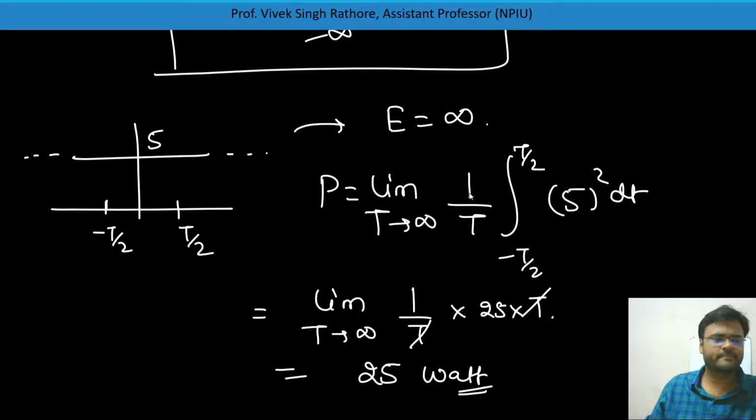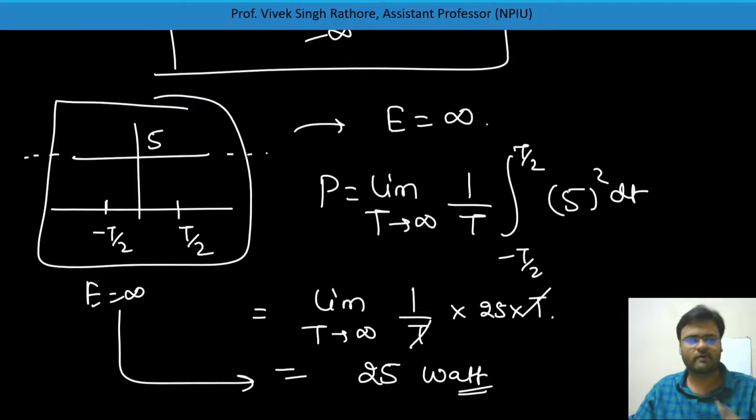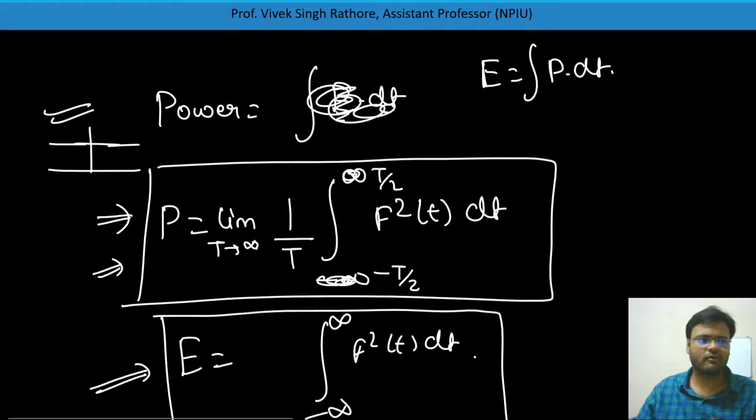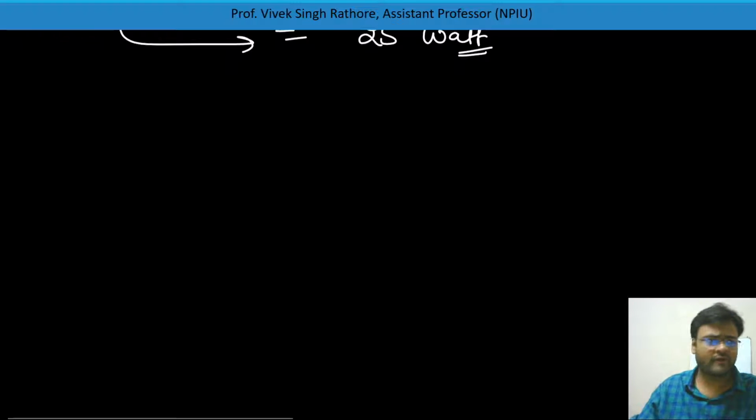So this signal was there, its energy was coming infinite, but power is coming finite, that is the average power. Why are we telling you it is average power? Because we are taking from minus T by 2 to T by 2 and we are doing 1 by T, so it is average power. So finally you can get it as this much.